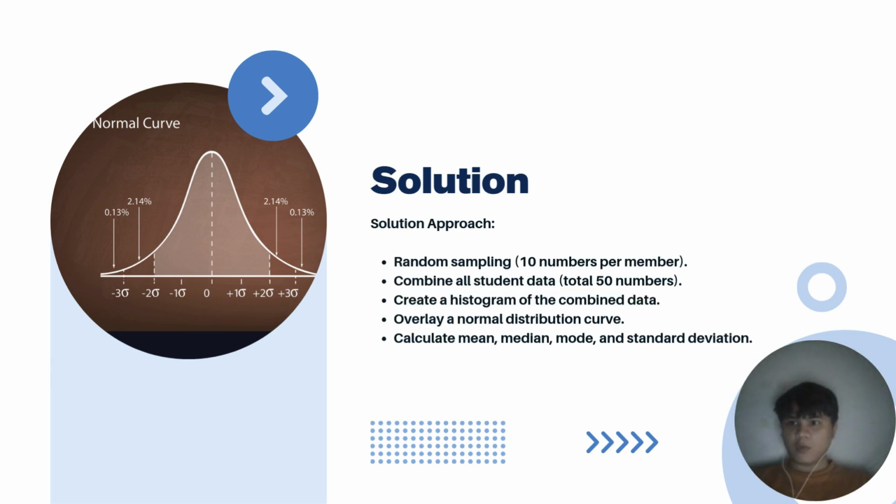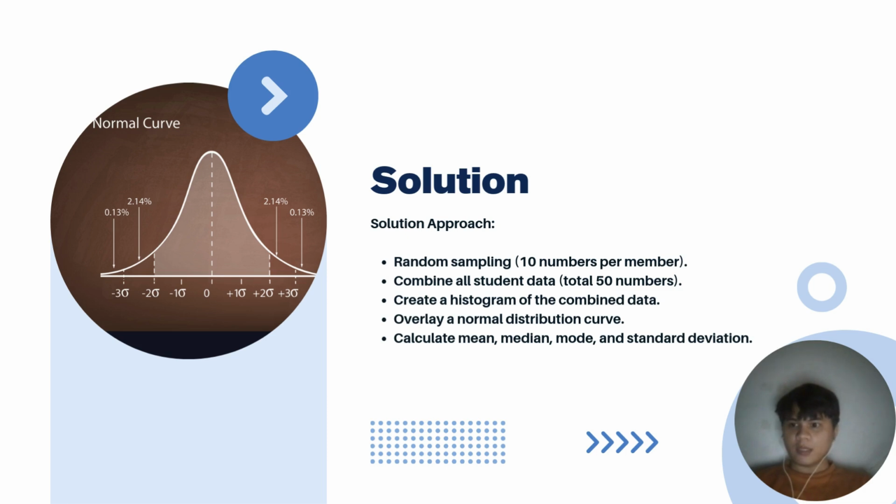So now, let's walk through our solution approach step by step. First, we applied random sampling, where each member picked 10 numbers from a container. This method ensures unbiased, randomly distributed values. Next, we combined all data from each of us, resulting in a dataset of 15 numbers. This gives us a larger sample size to work with, which is important when observing distribution trends.